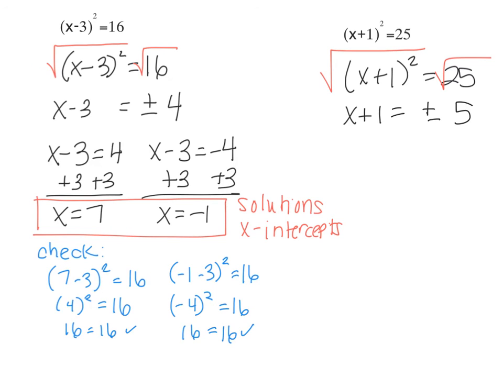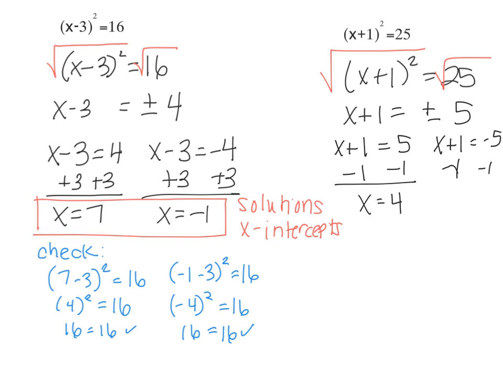So I have two equations. I have the equation x plus 1 equals positive 5, and I have the equation x plus 1 equals negative 5. All right, so I'm going to do my algebra, and I get x equals positive 4, and I'm going to subtract 1 over here, and I get x equals negative 6. So my two solutions, or x-intercepts, if I were to graph this, would be 4 and negative 6.